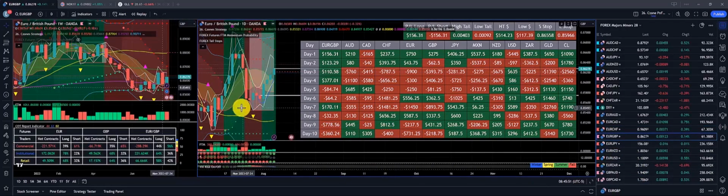Euro, British pound, kind of all over the map within the consolidation zone between the 200 and the RL270 on the weekly. Above the dragon on both the weekly and the daily, and commitment of traders is starting to crowd out on the long side.